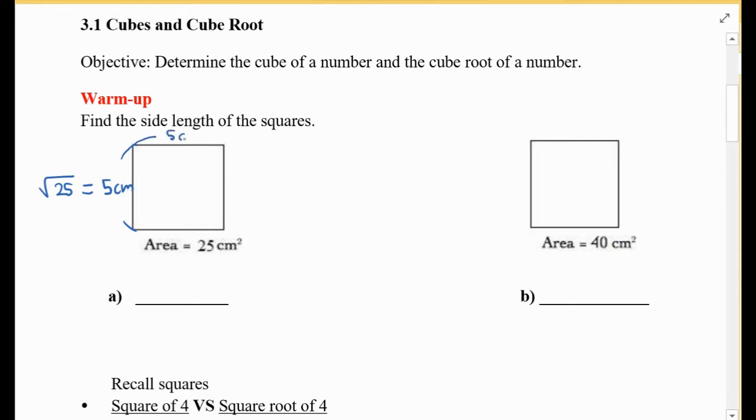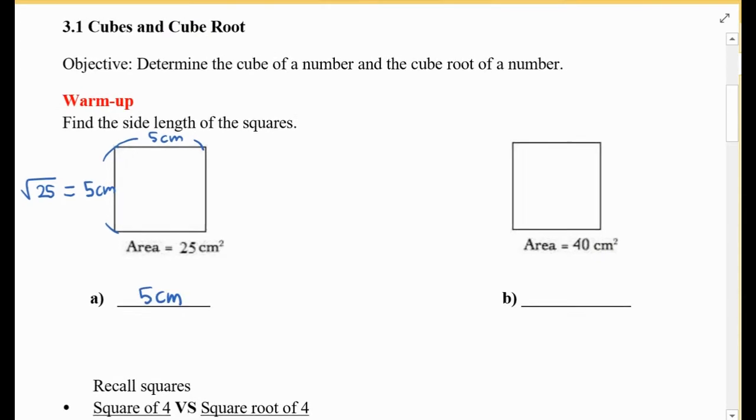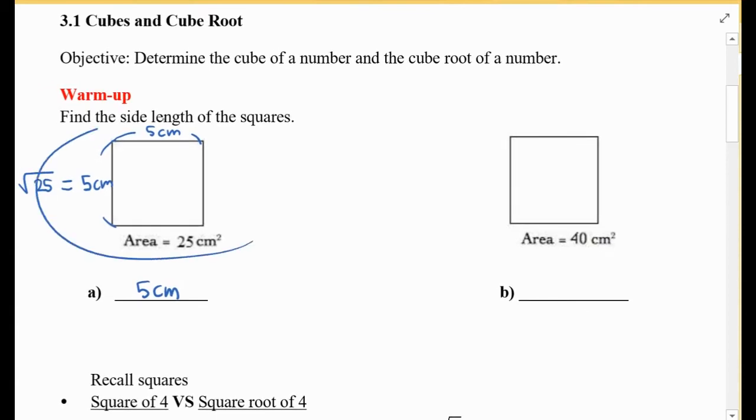Since this is a square, the length and width are both 5 centimeters. So everyone, when you multiply 5 times 5, you get 25 square centimeters. So the side length is 5 centimeters. Alright? Okay, so we got an integer answer.